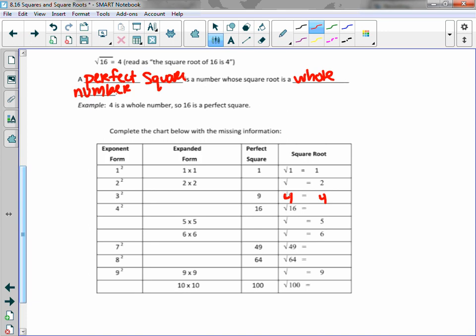But this should have been 4. What's the square root of 9? 3. What's the square root of 16? 4. What gave us 5? The square root of 25. Good. What gave us 6? 36. Square root of 49 is 7. Good. Square root of 64 is 8. What gives us 9? 81. Square root of 100?